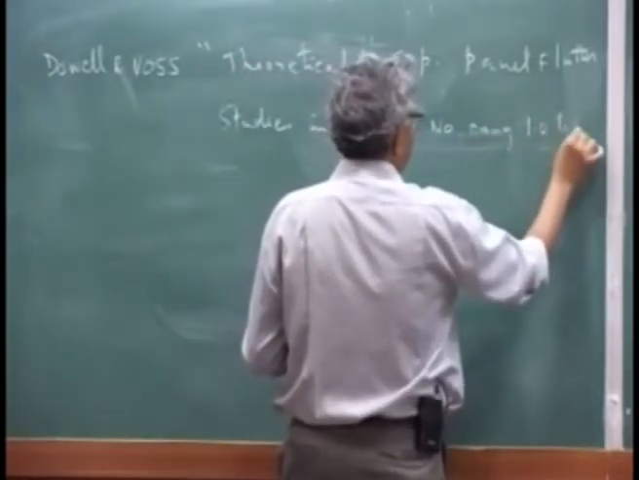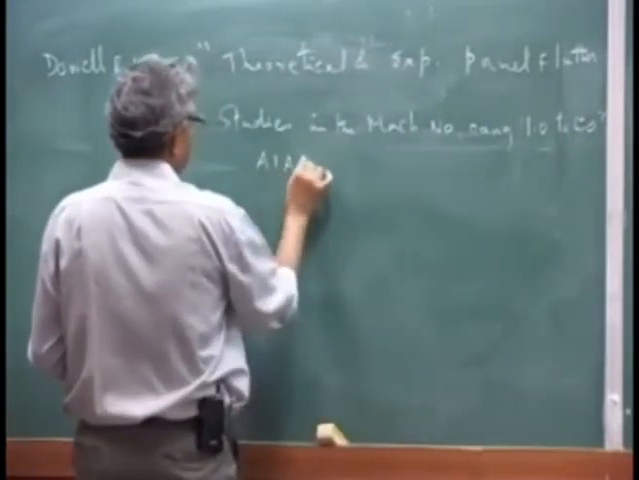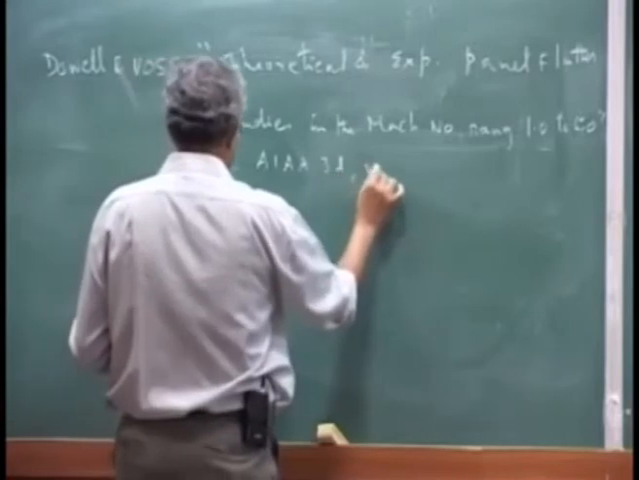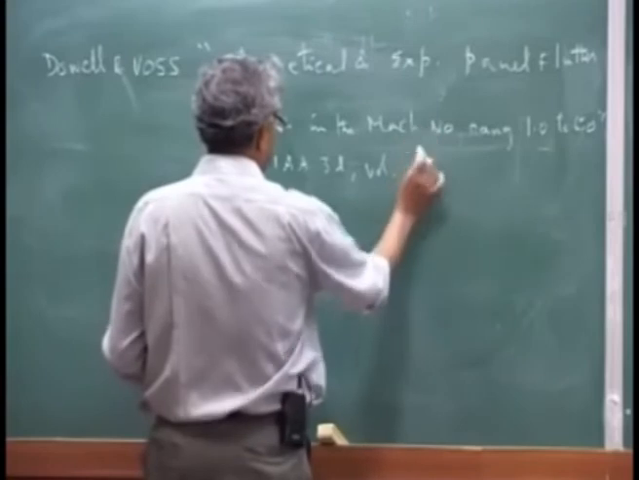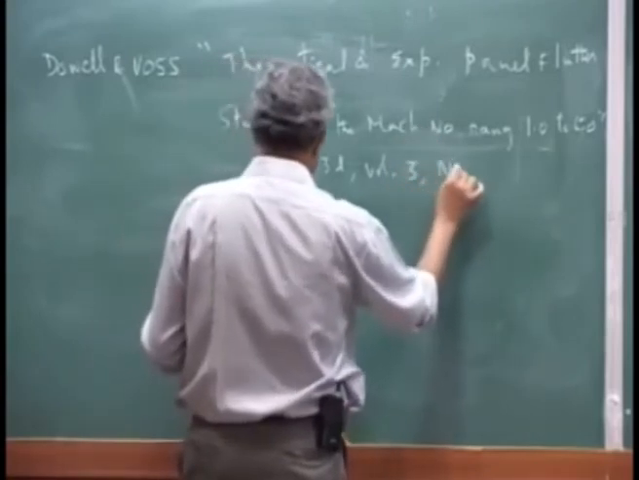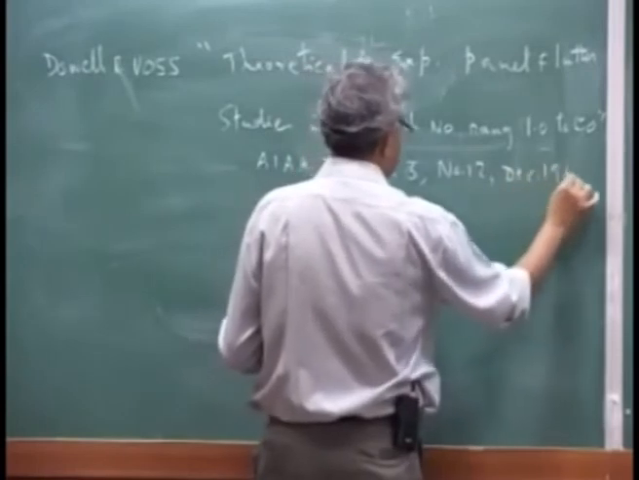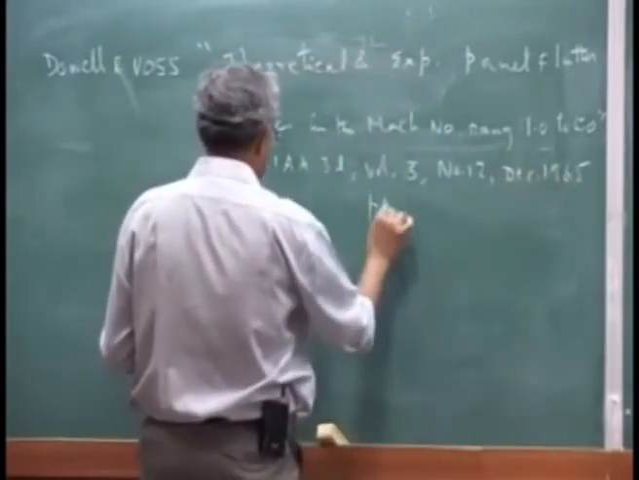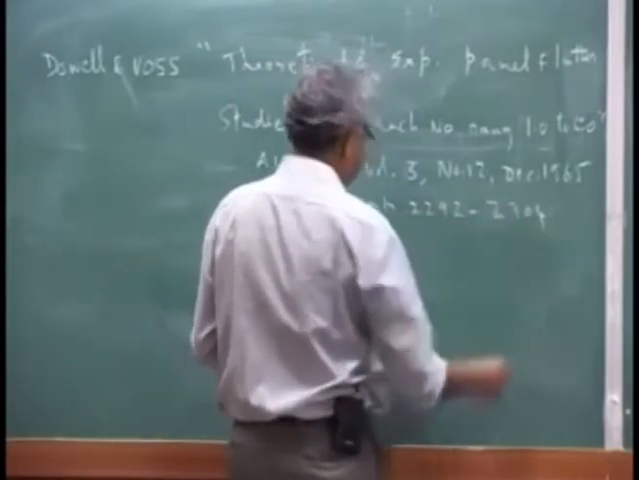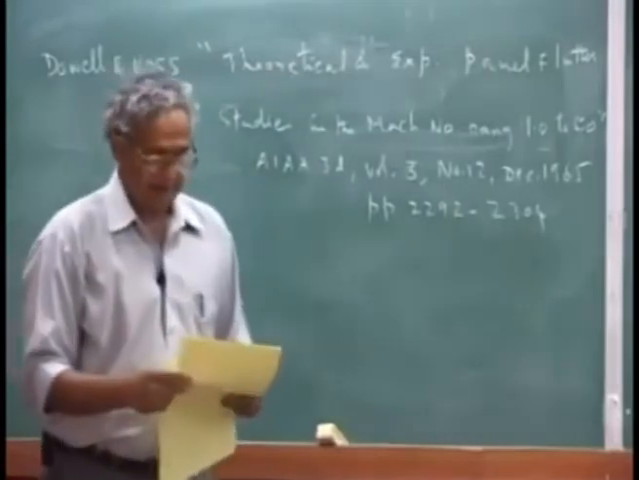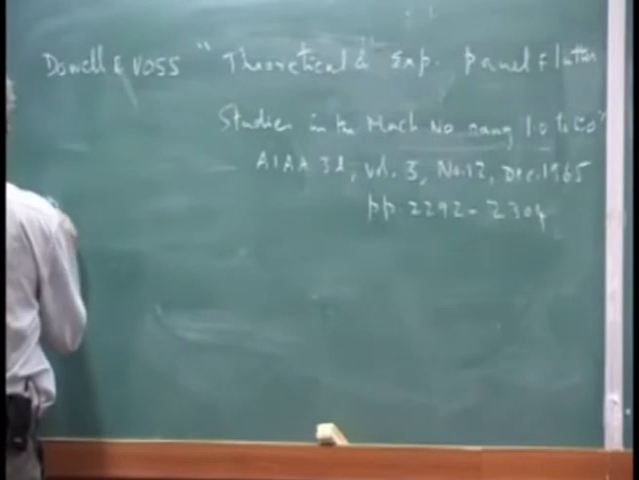1.0 to 5.0. This is AIAA Journal, volume 3, number 12, December 1965, okay, and the page number 2292-2304. This is one paper, and another paper is this by Dugundji.